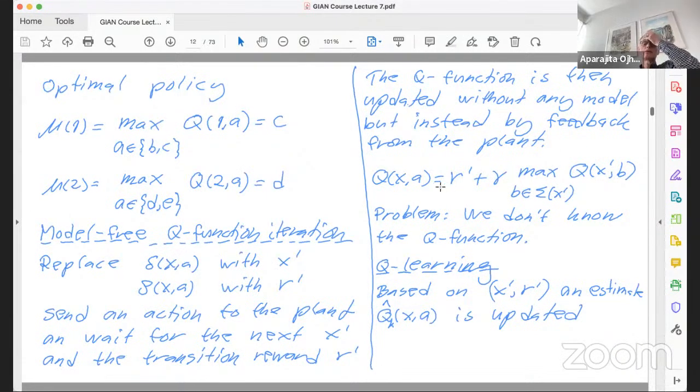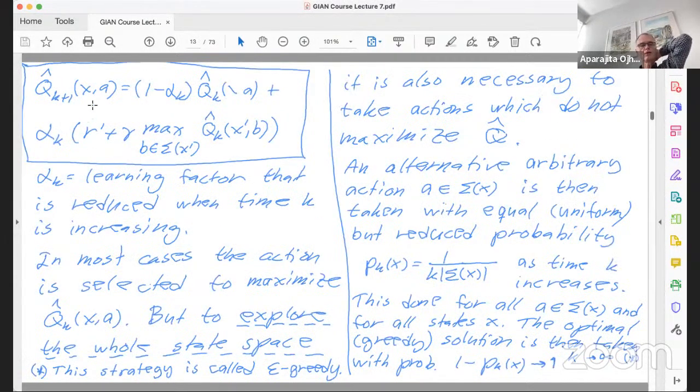So we can say that what we do is that we take this equation, we multiply this expression with a learning factor, which from the beginning is quite large. It's quite close to 1. But when time is going and we get better estimate, we trust more on what we have already achieved, and that means that we trust more on the current estimate when we get an update of the estimate.